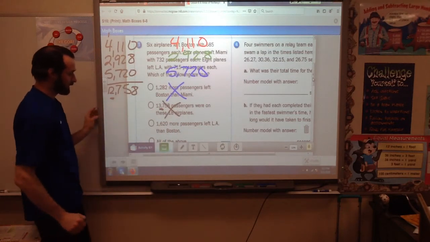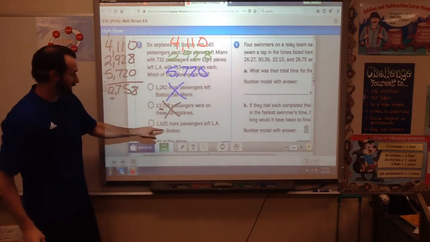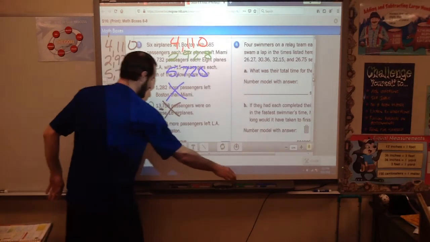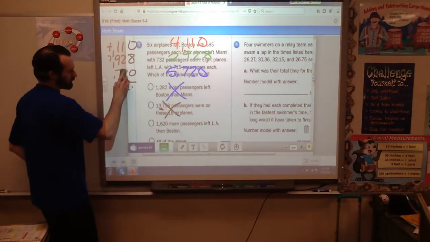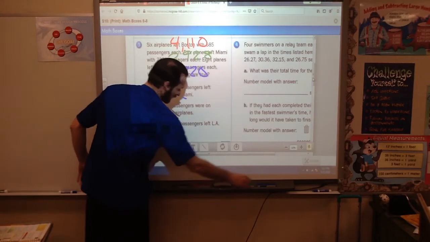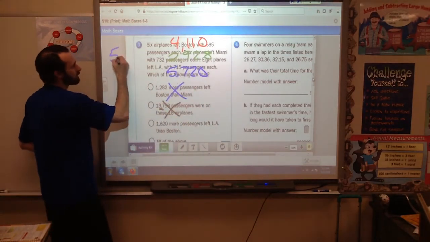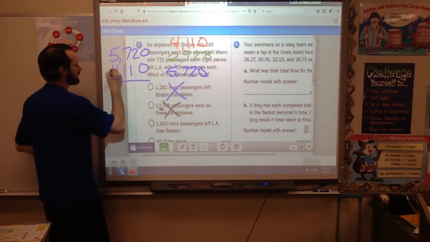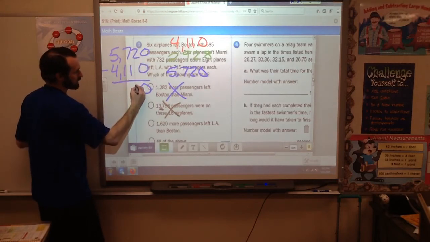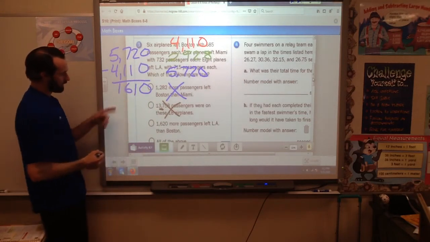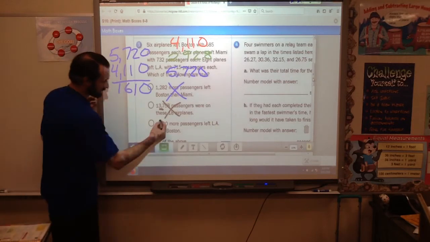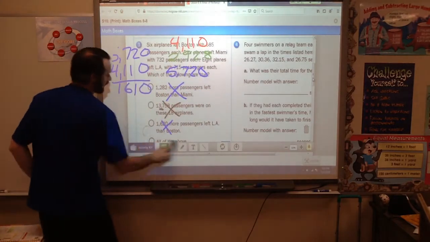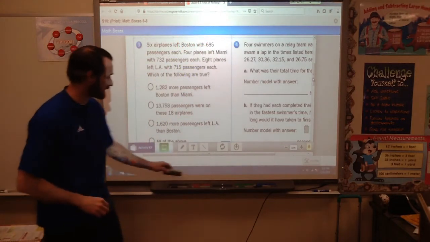This one is not good. Okay, so at this point, if this one is wrong, then it's none of the above. Otherwise, it's either this one or nothing. And it says that 1,620 more passengers left LA than Boston. Here's LA, 5,720. Boston was 4,010. It's a 0. It's a 1. It's a 6. That's a 1 up. 1,610, 1,620. So actually your best answer is the one that's a little bit lower that says none of the above. So the answer for 3 was none of the above.